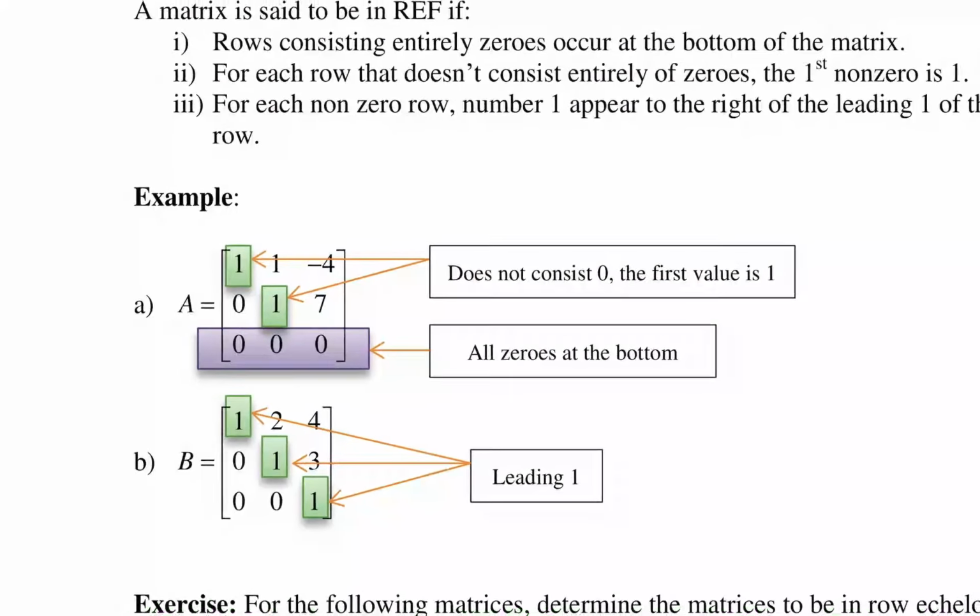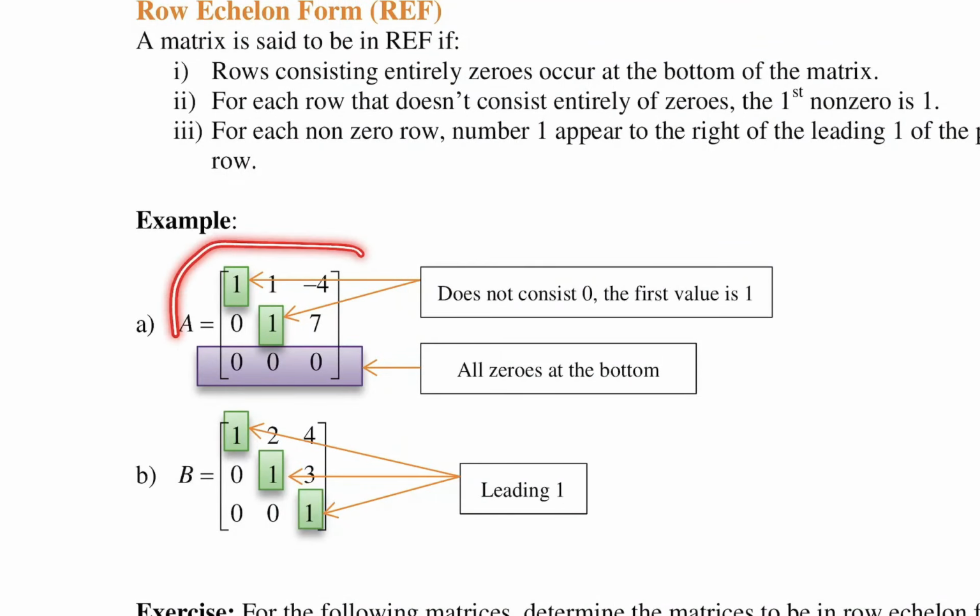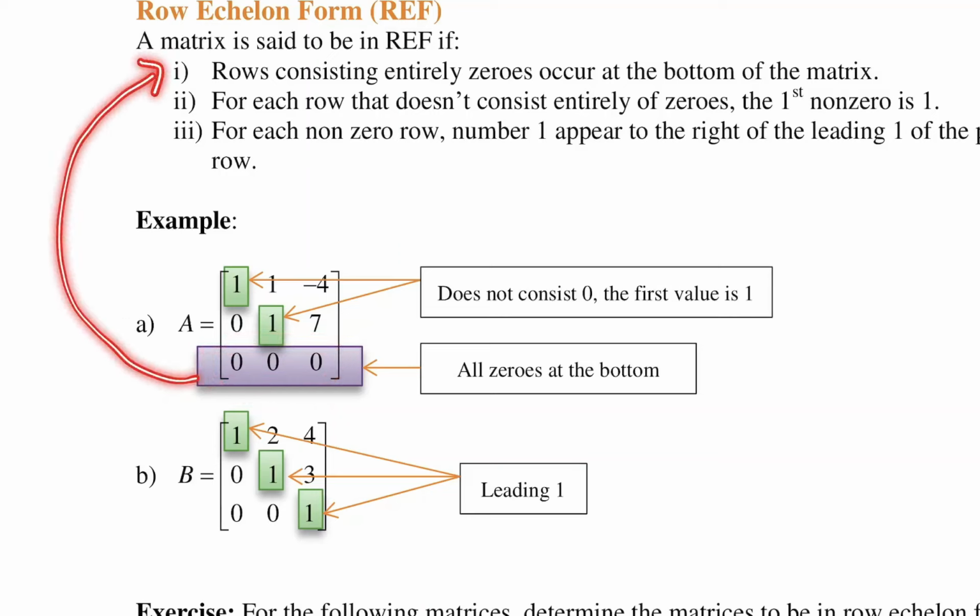We have matrix A. This is our matrix A. As you can see here, we have all zeros at the bottom, so it has already fulfilled the first rule. And then for each row that doesn't consist entirely of zeros, we look into the rows that have values for all the elements.